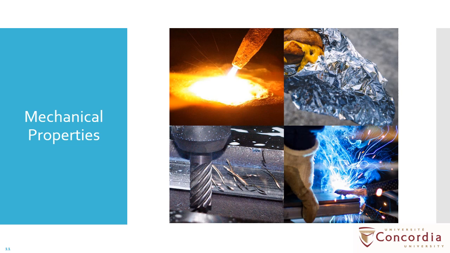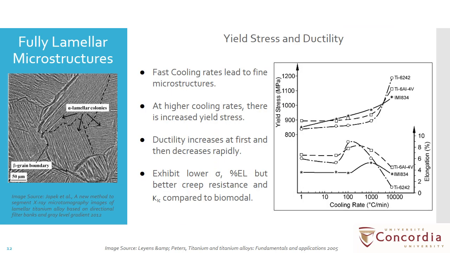We will now discuss the mechanical properties and basic comparison between the lamellar and bimodal microstructures of alpha-beta titanium alloys. Yield stress and ductility in the lamellar microstructures of the titanium alloys are influenced by the cooling rates from the beta heat treatment temperature, which in turn affects the size of the alpha colonies in the alloy.